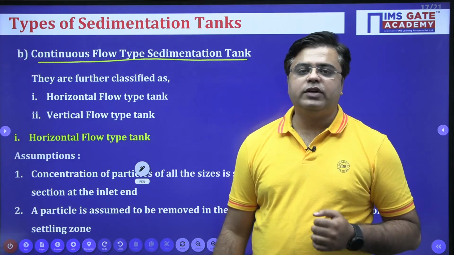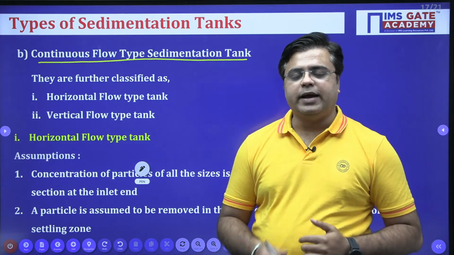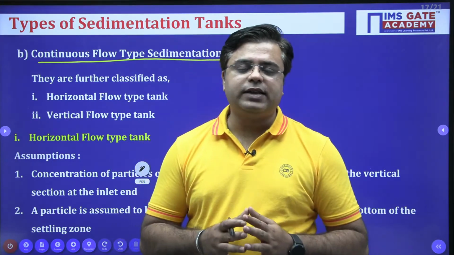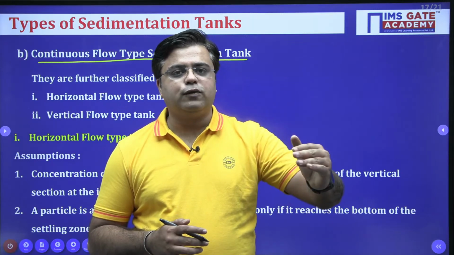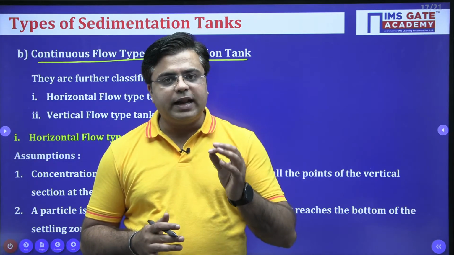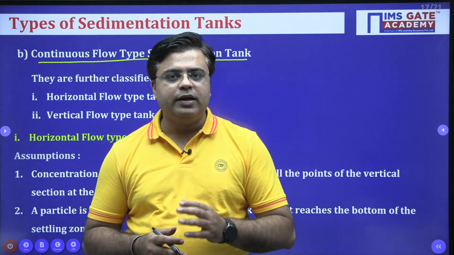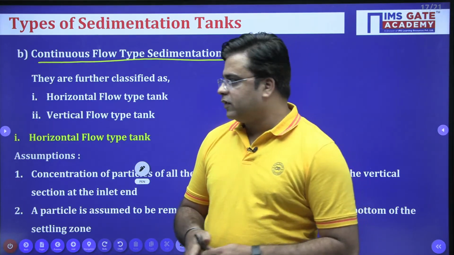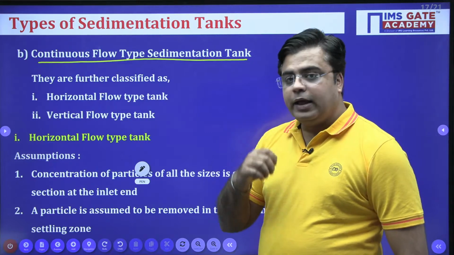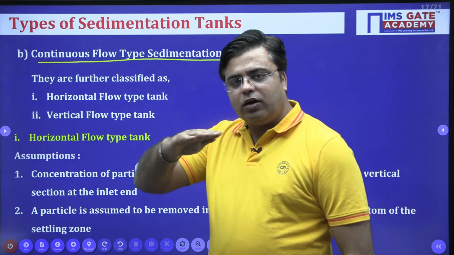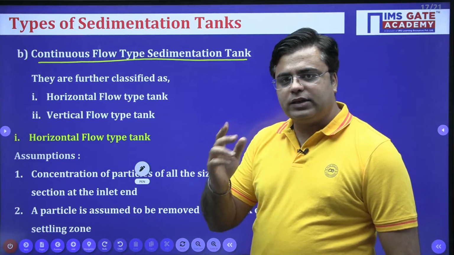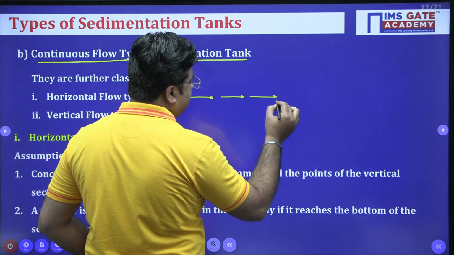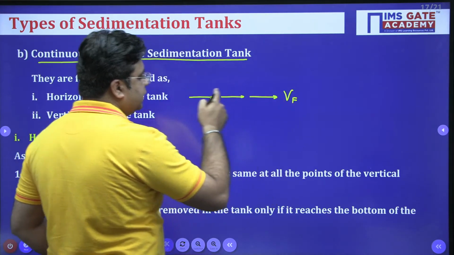So the next point of discussion is the continuous flow type tank. As the name says, continuous flow type means that inside this tank, we maintain a continuous flow of water. Now, based on the direction in which this flow is maintained, these continuous flow type tanks are again subdivided into two categories. The first one is known as the horizontal flow type tank. If the direction of flow is along the horizontal plane, then it is known as a horizontal flow type tank.